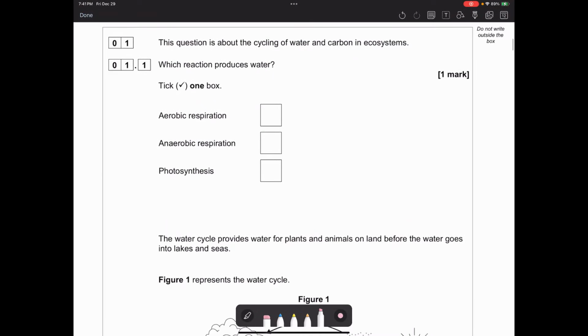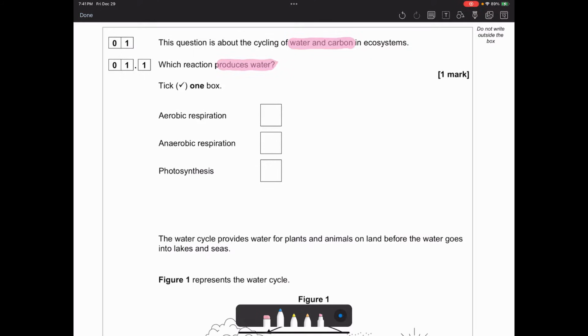Okay, so question number 1 then. This question is about the cycling of water and carbon in ecosystems. So it's our water cycle and carbon cycle. Which reaction produces water? So which one is making water?